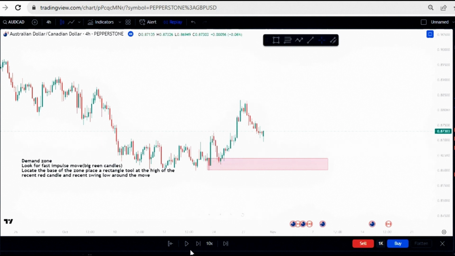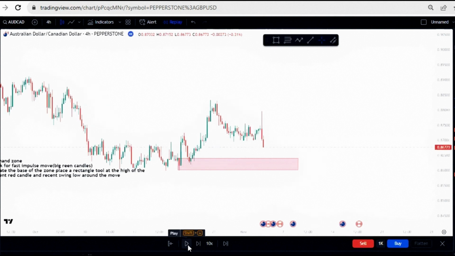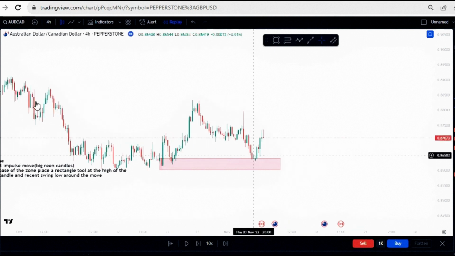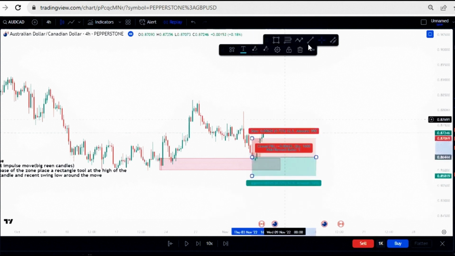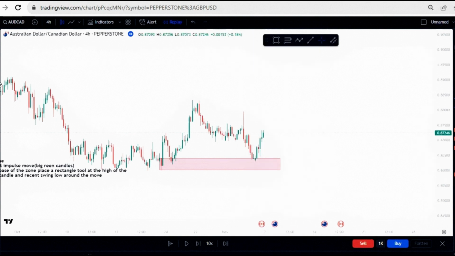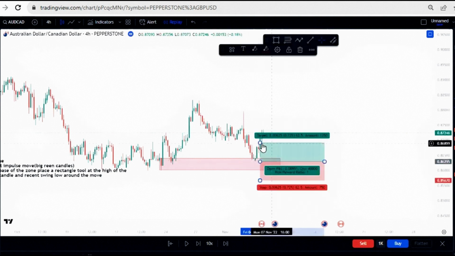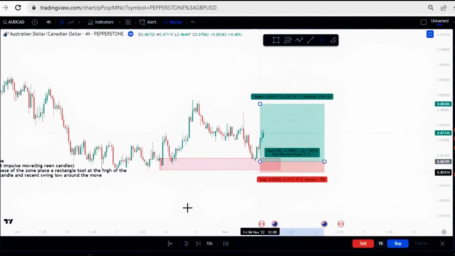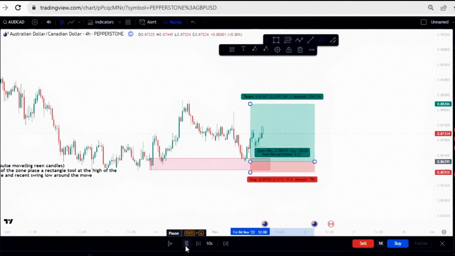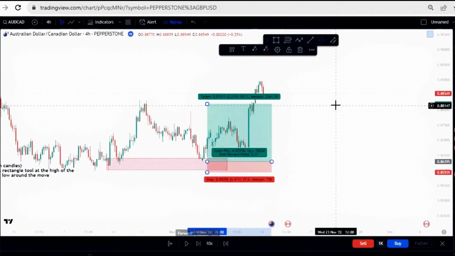So the plan is to trade when the price comes back to this zone. If the price comes back to this zone, then we expect the price to reject around this zone or below this zone. So when the price comes to this zone, you enter a long position, stop loss below the zone. That is a demand zone.